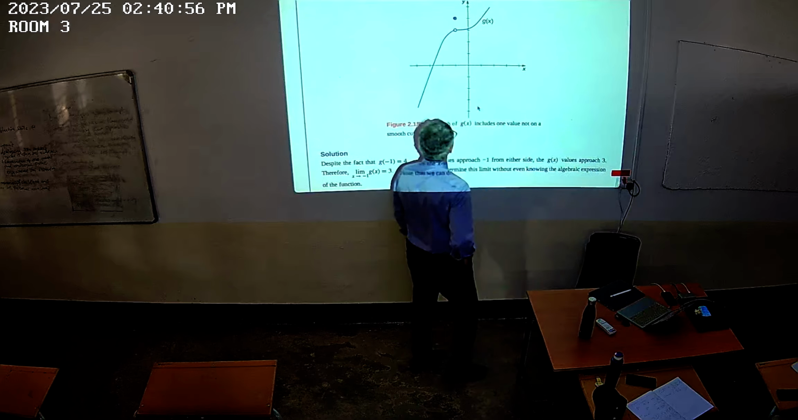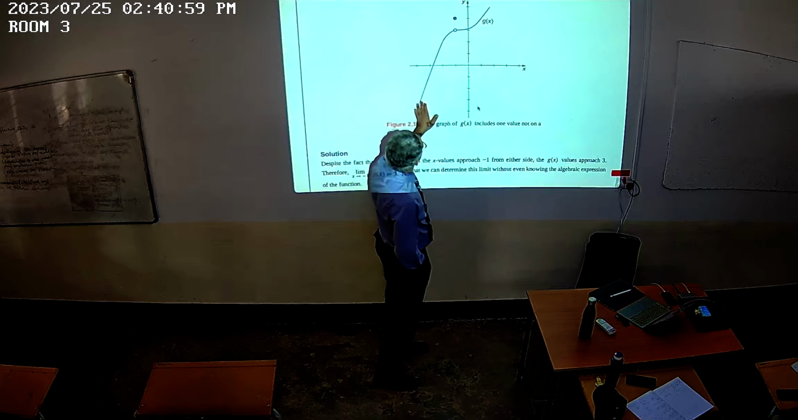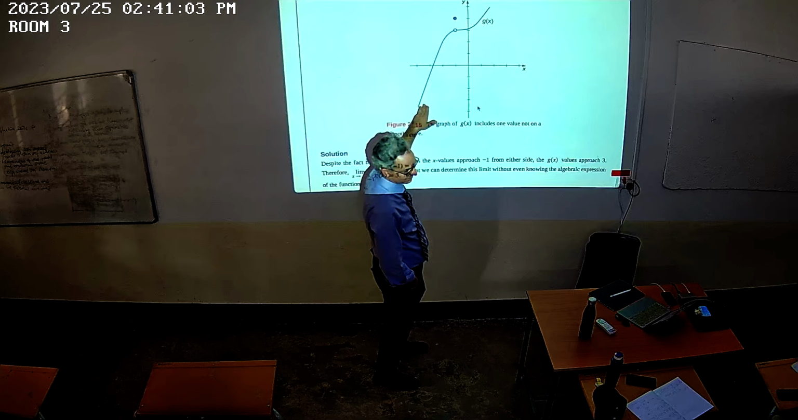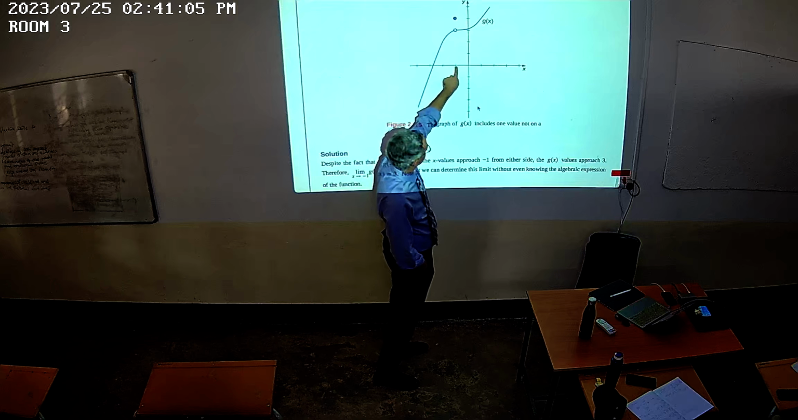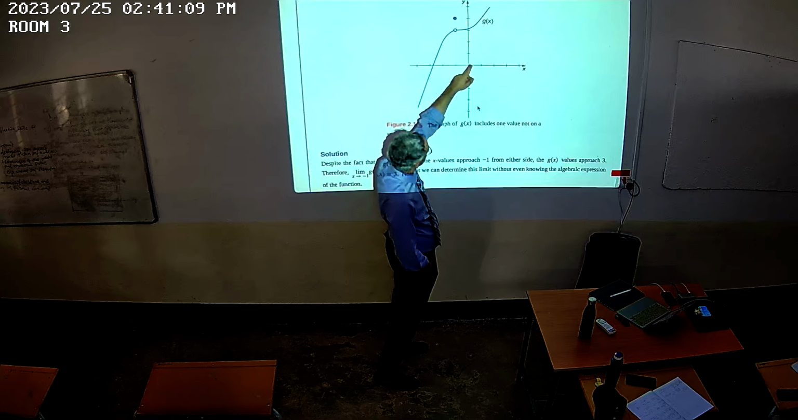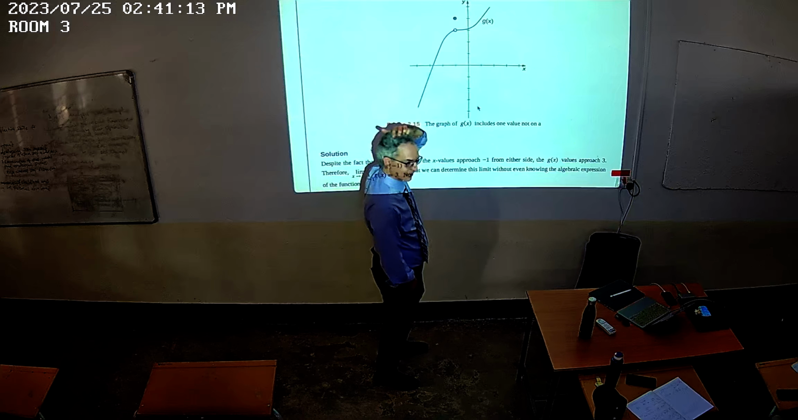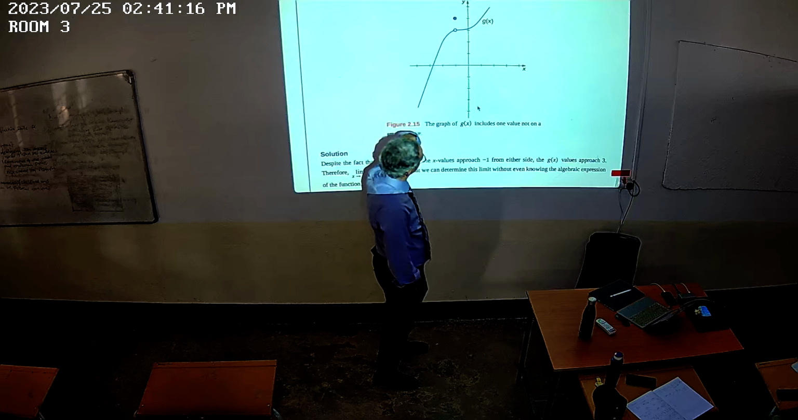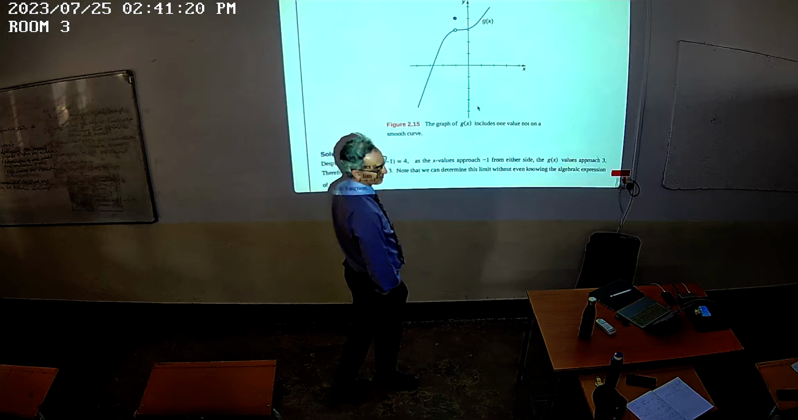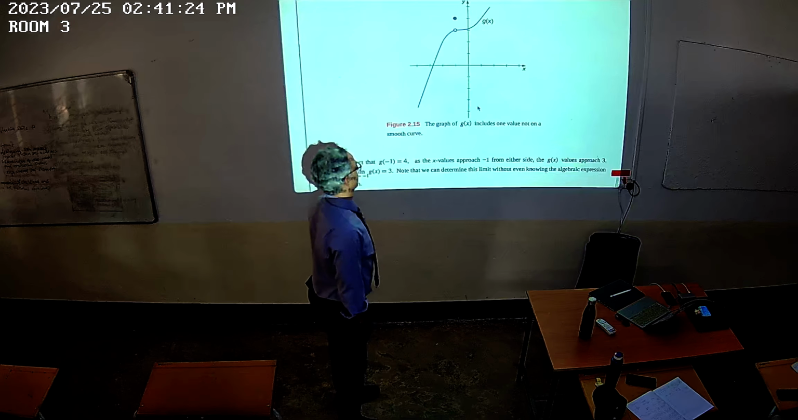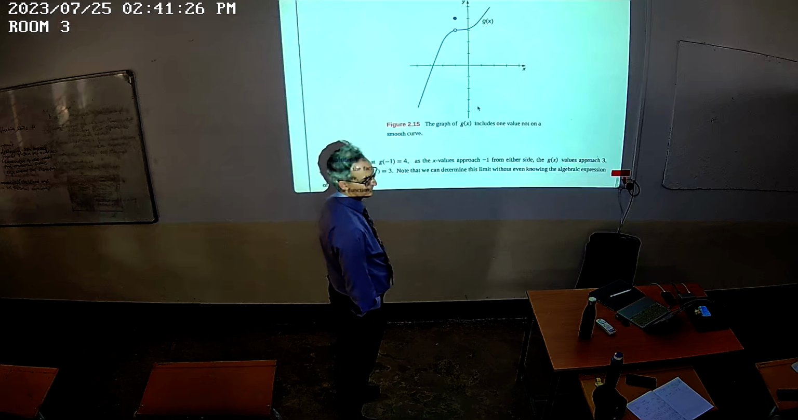The function is defined everywhere. It's even defined at x equals minus 1. What is the value of g of minus 1? Look at the graph.